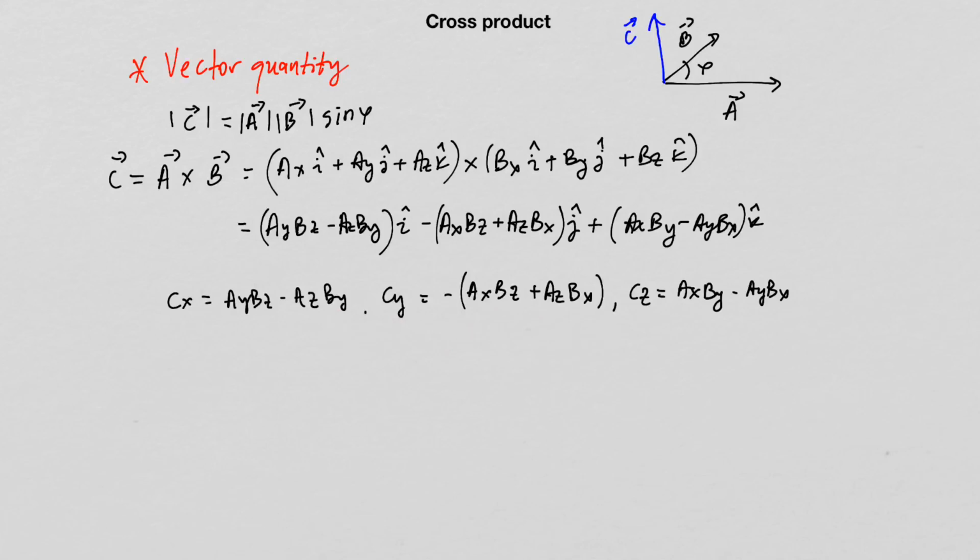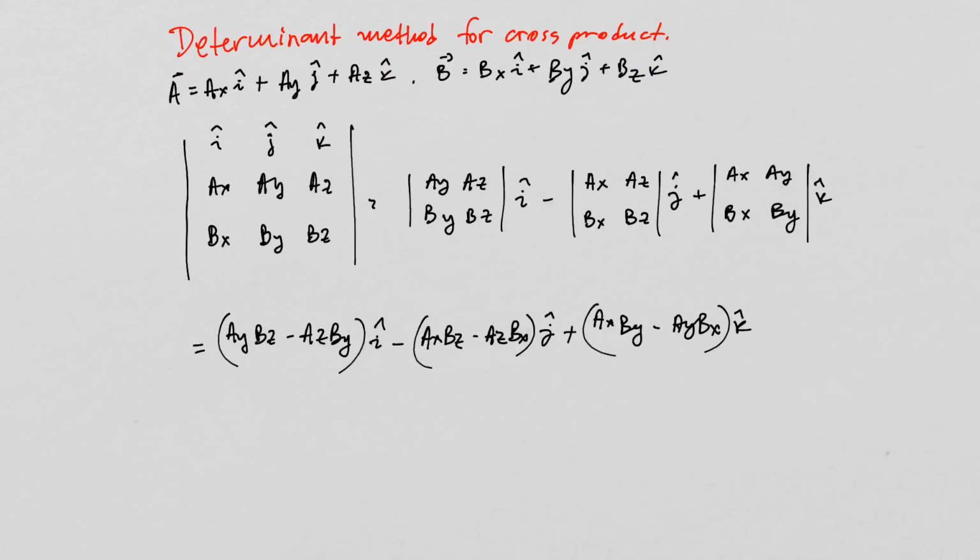And I also discussed the determinant method of calculating the cross product, so let's summarize that one as well. Starting with the two vectors A and B in unit vector notation, the determinant that I need to form is a 3 by 3 determinant, with the first row being formed by the unit vectors i hat, j hat, k hat. The second row is the components of vector A, so AX, AY, and AZ. The third row is the components of vector B, BX, BY, and BZ.